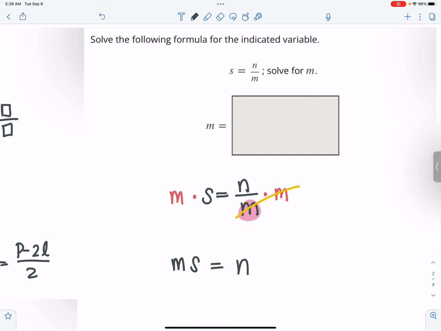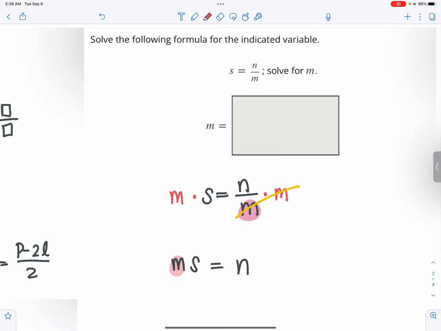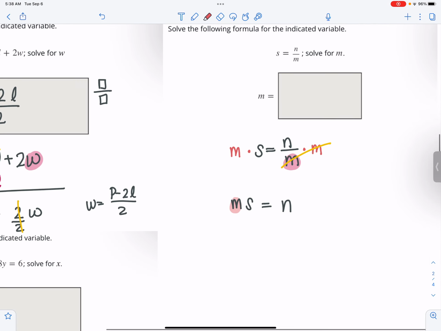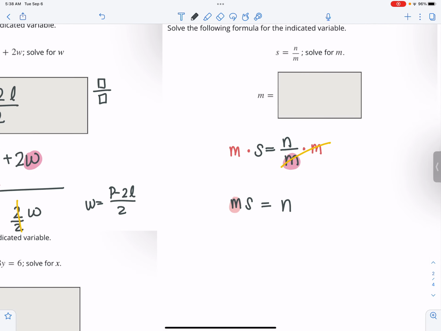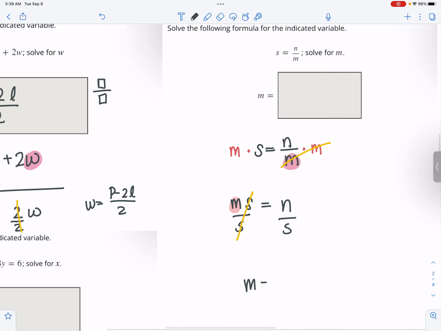My goal is still to get M by itself. And so to do that, I can divide both sides by S, which will make those S's cancel and leave me a final answer of M equals N over S, which is what I would type in there.